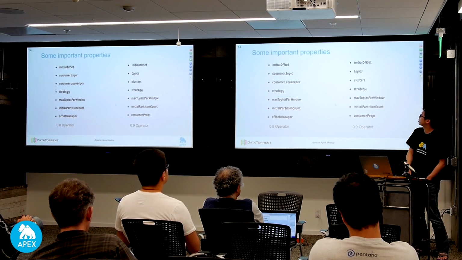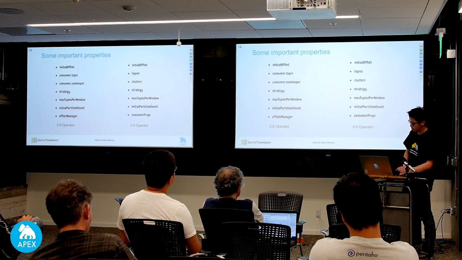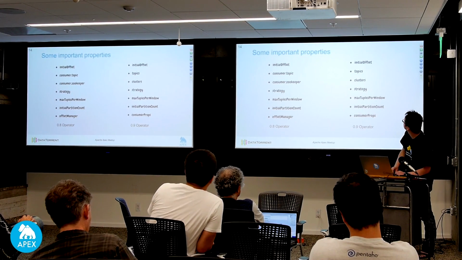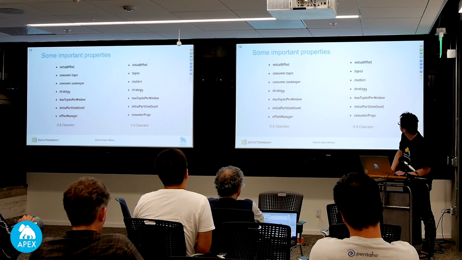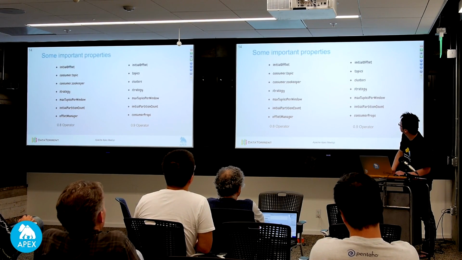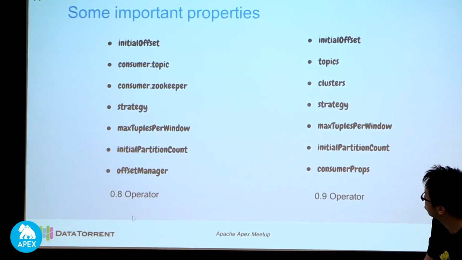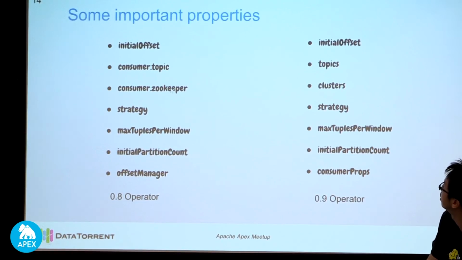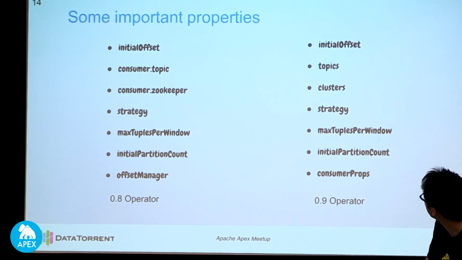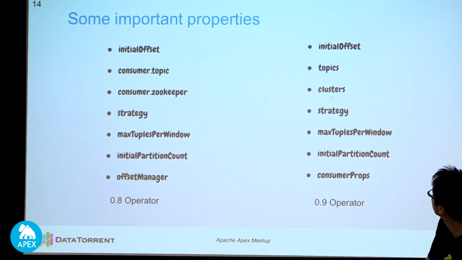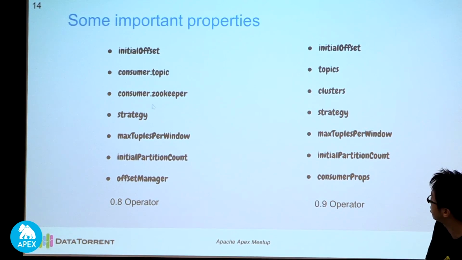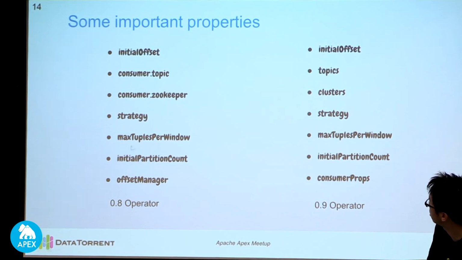So here are some important properties for this Kafka input operator. Initial offsets, where you want to start consuming, and you have to set the topic. For the old one, you have to set the zookeeper. And for the new one, you have to set the brokers. And strategy is the partition strategy.